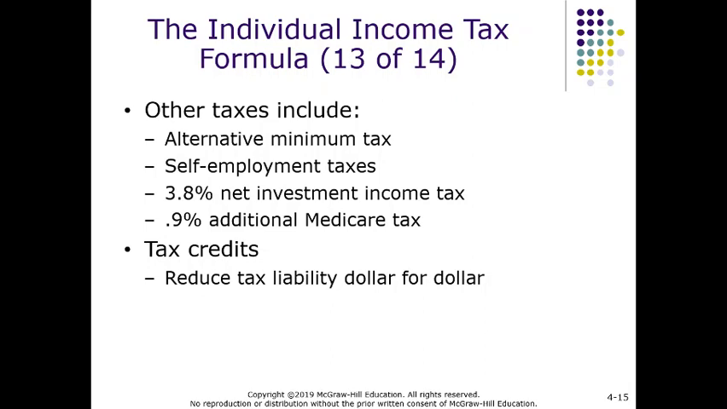There are other taxes that a taxpayer may have to pay, such as the alternative minimum tax if they have a lot of itemized deductions. There's this alternate calculation of tax that has to be run. Self-employment taxes if you are self-employed. If you're a high-income individual, you might be subject to the 3.8% net investment income tax and the 0.9% additional Medicare tax. Tax credits reduce the tax liability of the taxpayer dollar for dollar.